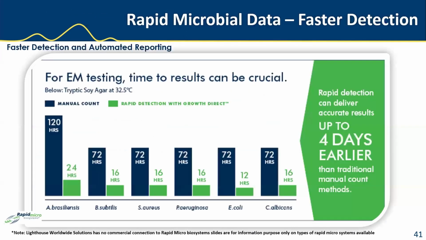I won't go into too much detail, but the bottom line is this detection enables much faster detection rates compared to traditional methods. You can see on the graph here, traditional manual methods in blue, and the rapid detection with the Growth Direct from this particular company has enabled faster detection. And again, as soon as you have faster detection, you have quicker information about your process to make more informed decisions.